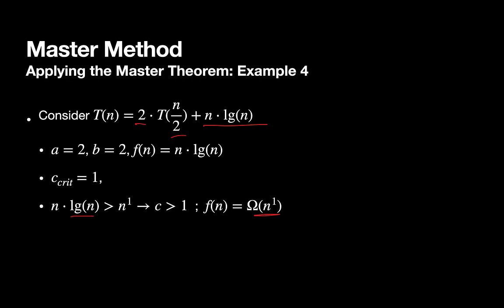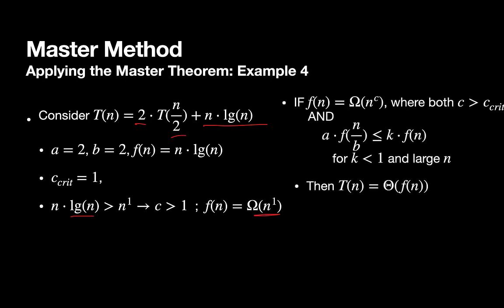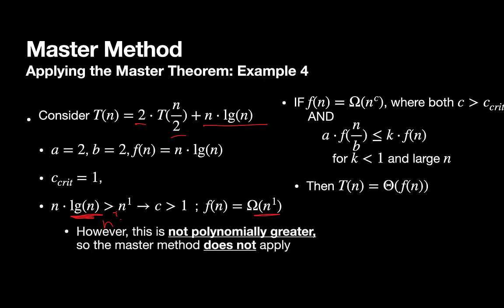Okay, but remember that not only do we have to have a lower bound, but it has to be polynomially larger. And this is not polynomially larger, so this factor here is not n to some power. Okay, so because it's not polynomially greater, the master method does not apply to this problem.